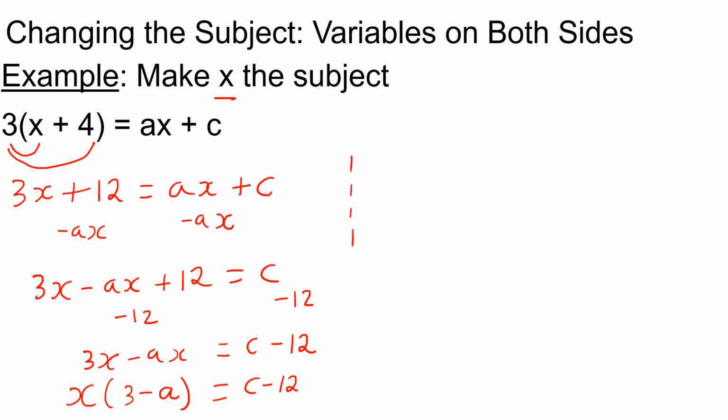Finally, I know that I have x times 3 minus a on the left hand side, so I'm going to divide both sides by 3 minus a. This will give me x equals c minus 12 divided by 3 minus a as my final answer.